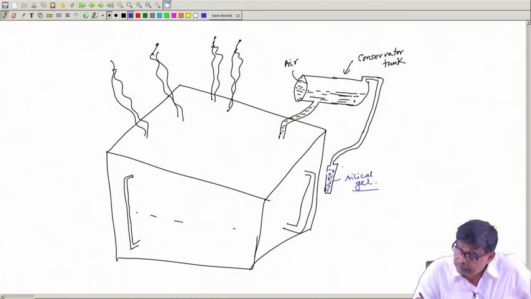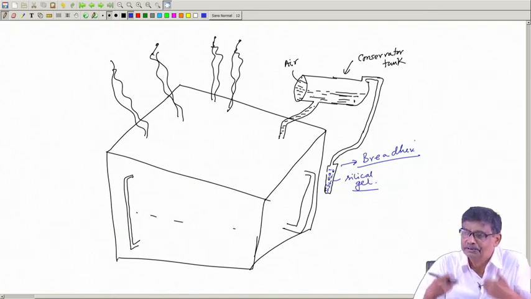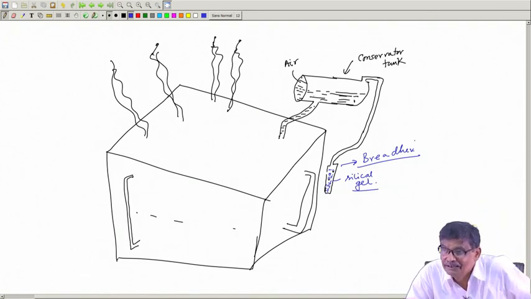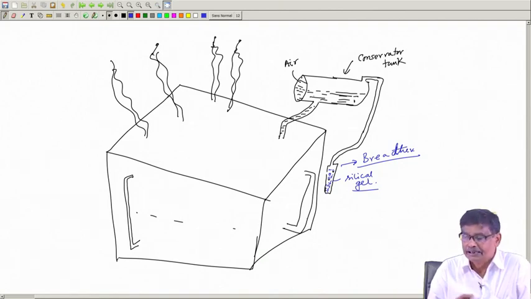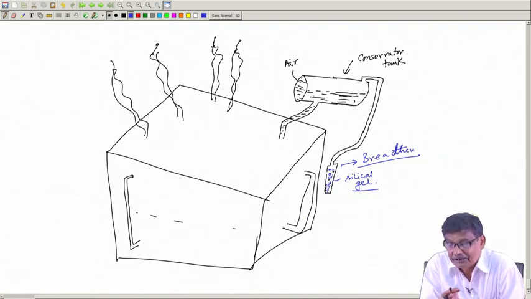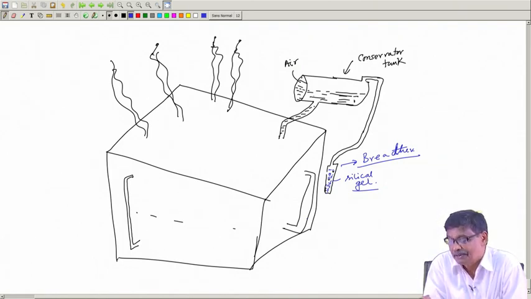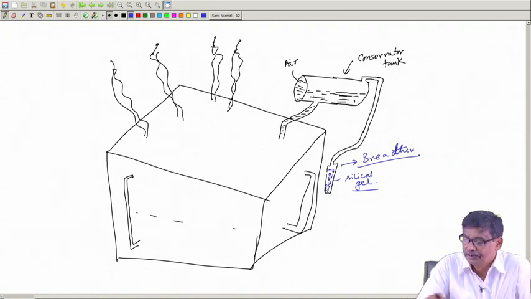So, this particular thing is called breather. H is not there, breathe, T, TH, breather it is called. That is, as a human being breathes, similarly the transformer breathes. It takes air, it also pushes out air through this device.